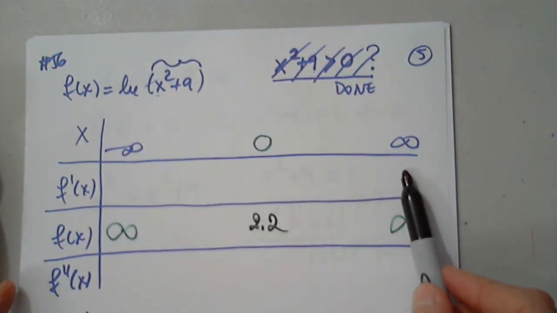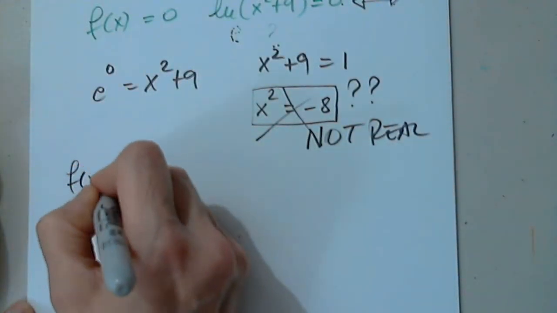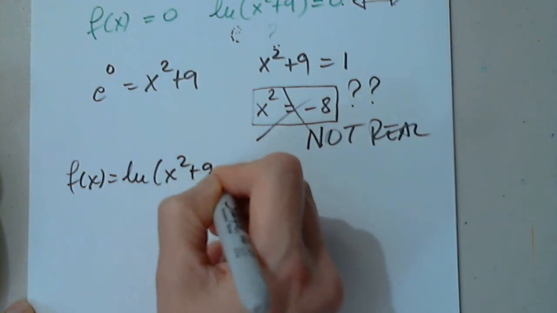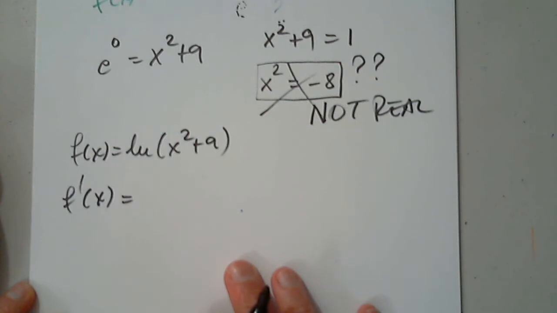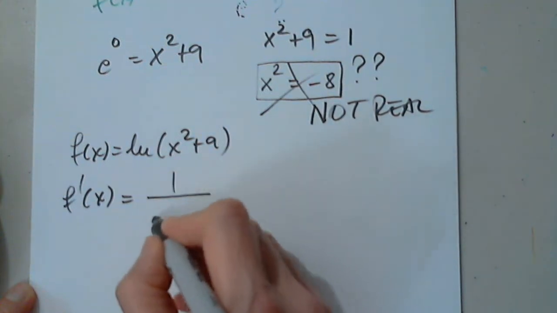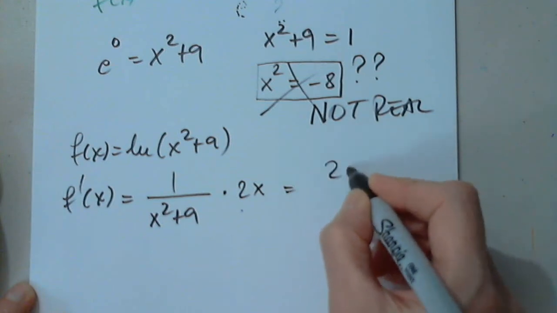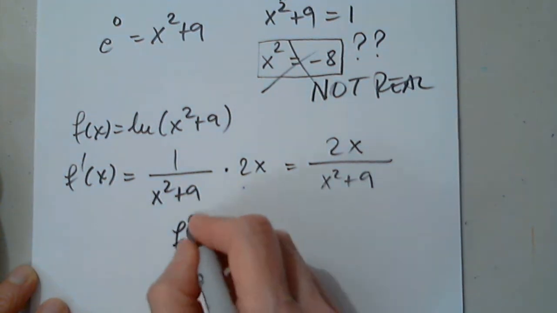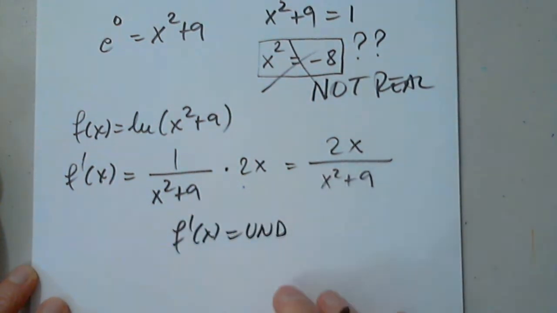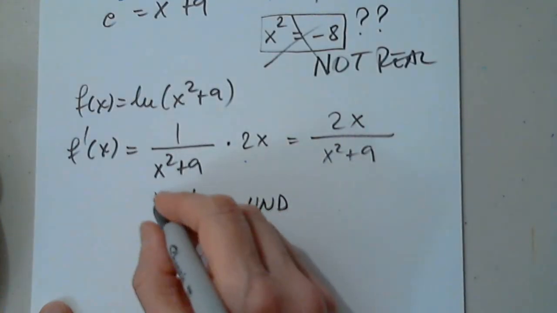Now I'll move on to the first derivative. Good. So again, I'm copying the function here, natural log of x squared plus 9. Can anyone give us f prime? Anyone? F prime. Is it 1 over x squared plus 9 times 2x? Awesome. So very good. Thank you so much. X squared plus 9. So f prime can be undefined, or f prime can be 0.